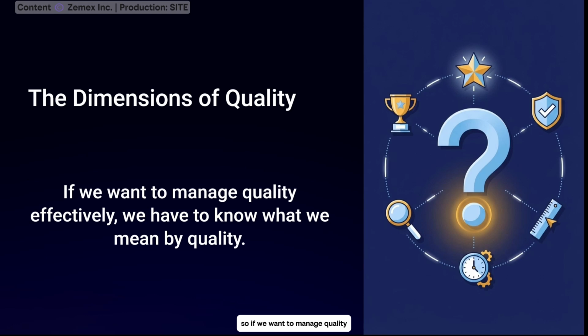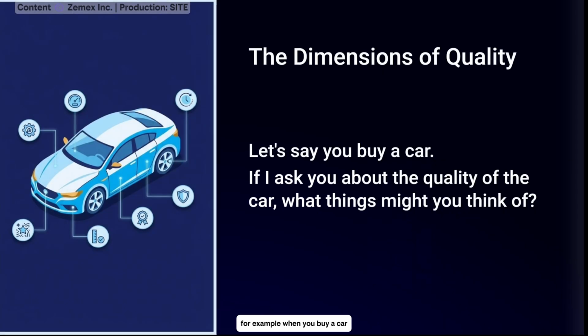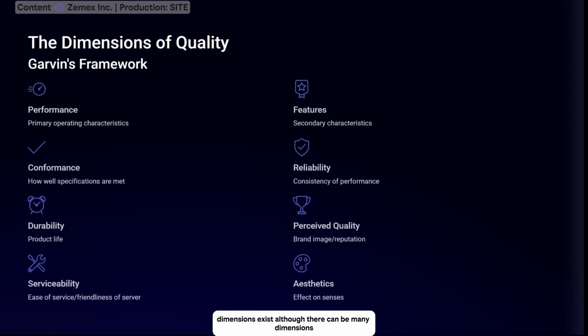So, if we want to manage quality, we need to understand what quality means. Different customers may care about different dimensions of quality. For example, when you buy a car, some people may focus on engine performance, while others may care more about the design. There are multiple dimensions of quality, and each customer pays attention to different ones. Therefore, it is important to understand what types of quality dimensions exist. Although there can be many dimensions, there are several important dimensions of quality in general. First, performance.